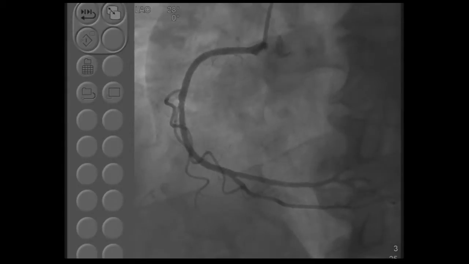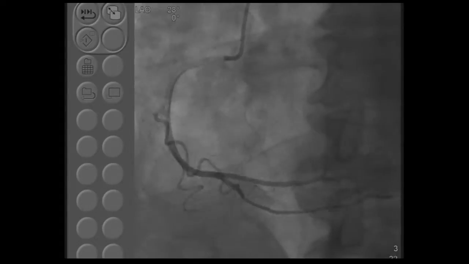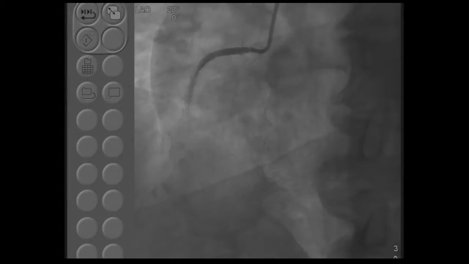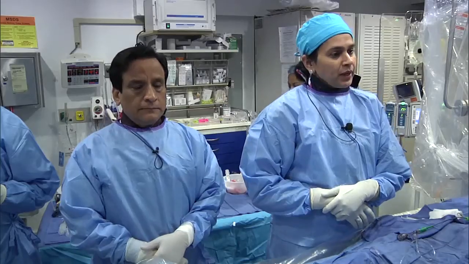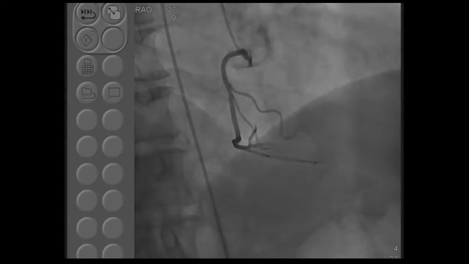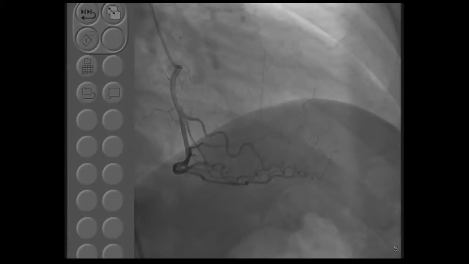What you see is a dual PDA, not an early bifurcation, but a dual PDA. Part of the distal PDA is coming from the PDA that originates early, and the later part of the PDA comes from the crux. There are a few septals coming from there. There may be one septal, but you truly don't see it. And this is where we have his left system.